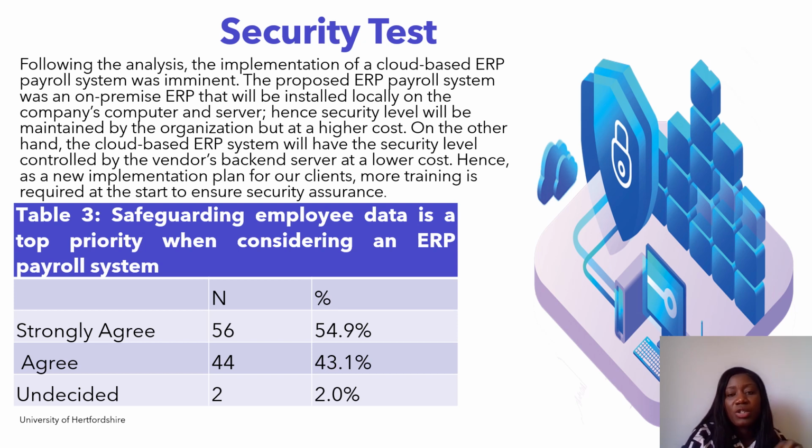so as to ensure security assurance. Again, we had a survey using our Qualtrics to ask some questions around whether safeguarding employee data is a top priority when considering an ERP payroll system. And we've gotten about 102 responses. 56% agree to the fact that when considering an ERP payroll system, we should speak more on safeguarding employee data. 44% responded agreed, and we have 2 undecided.